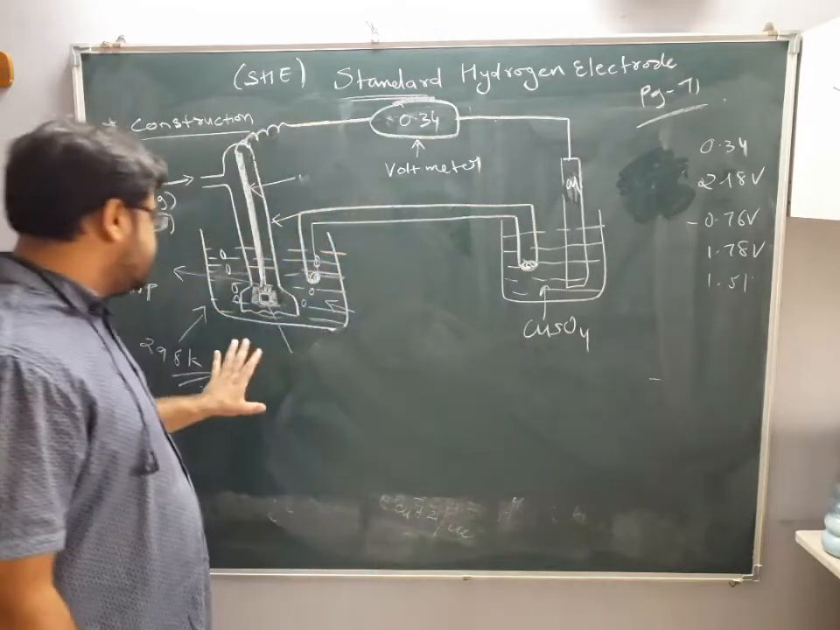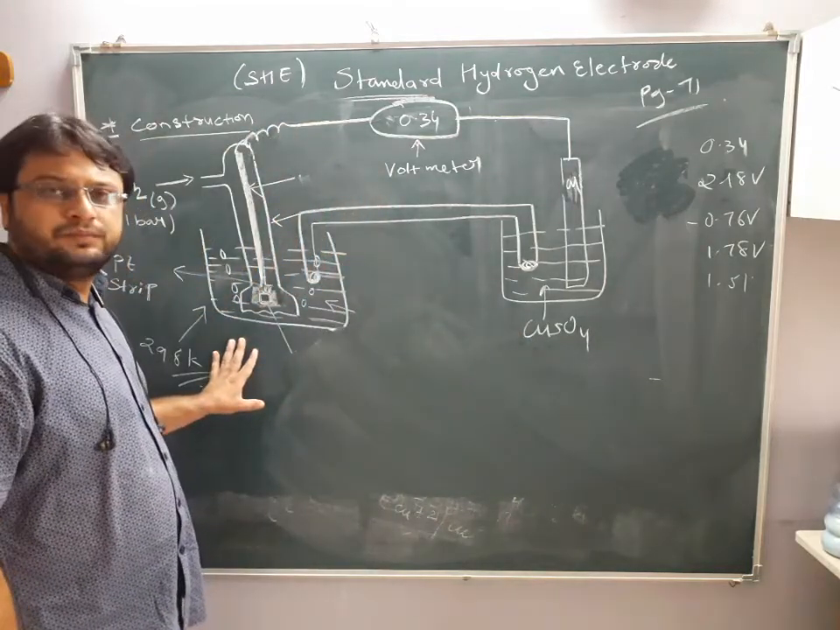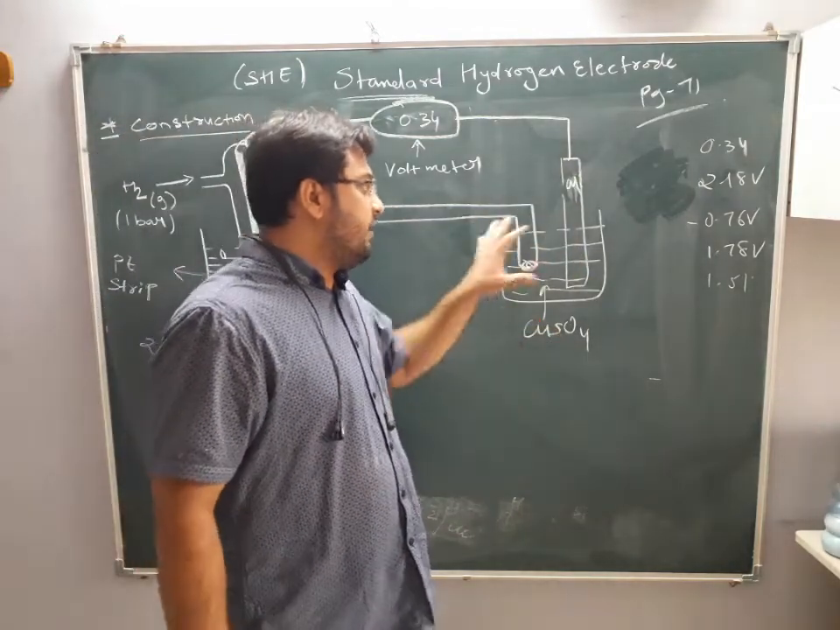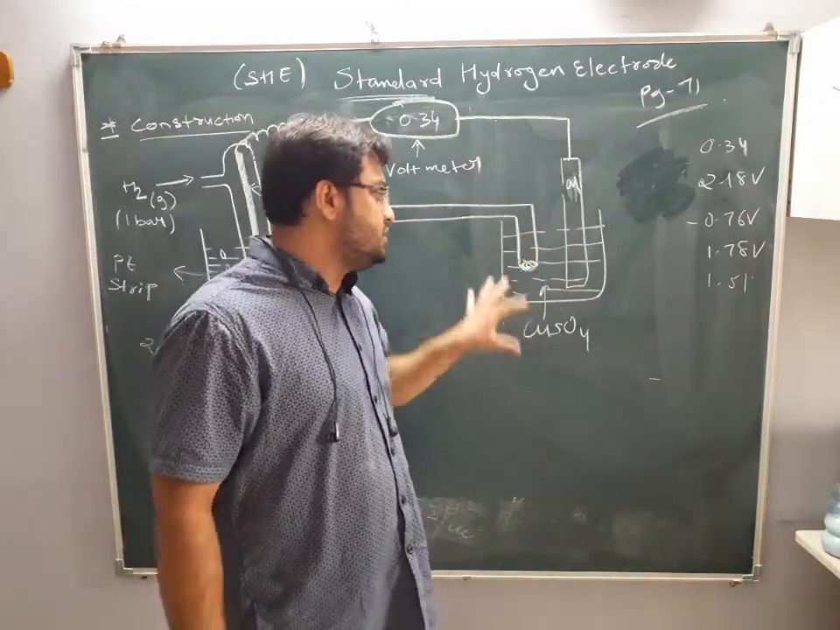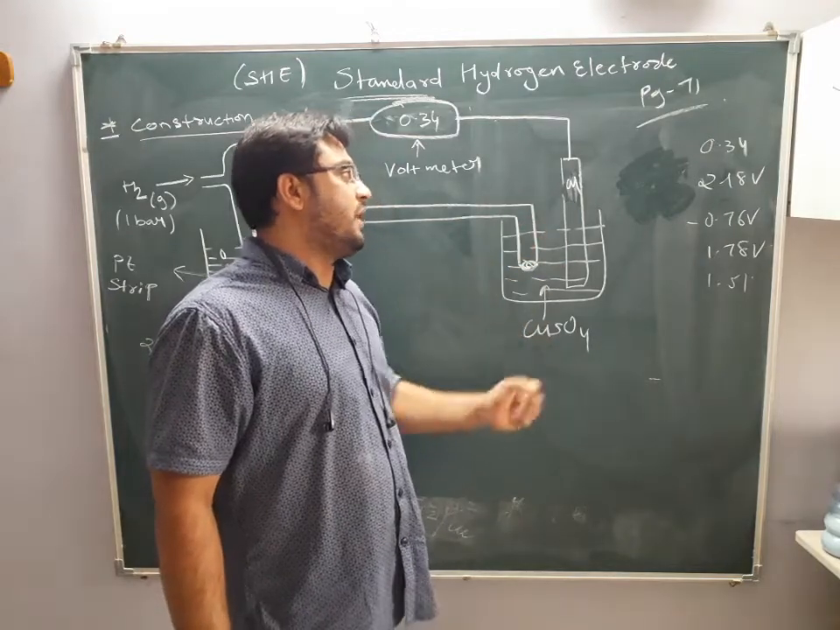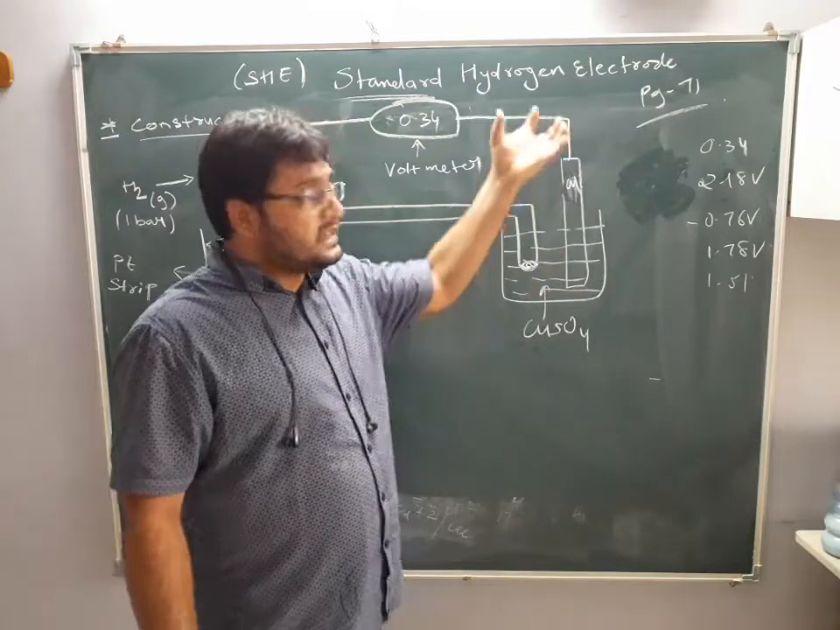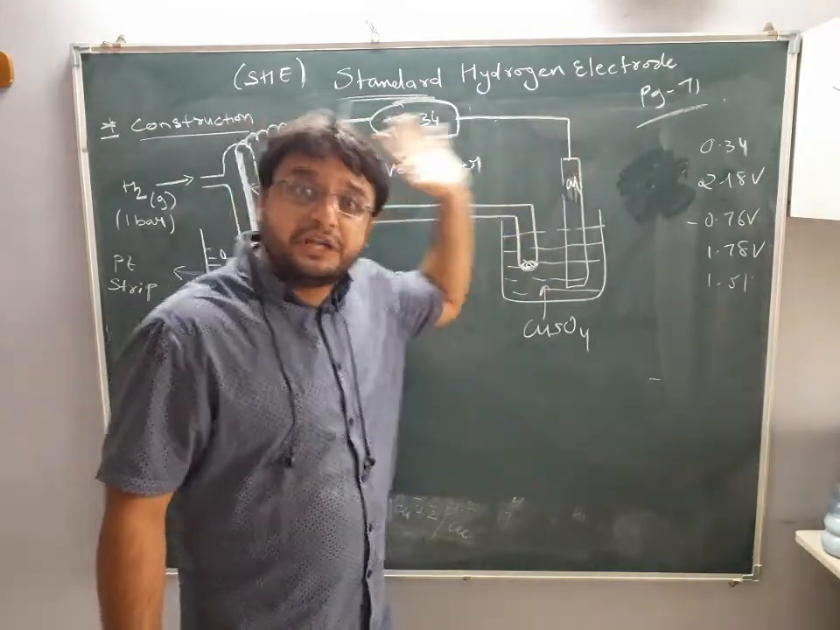I will not change this because I know this value is 0. I will not change this. I will change this electrode, this half cell. I will go on changing the electrodes. As I change the electrode, I will get a number of different electrode values, standard reduction potential values. And those standard reduction potential values I will arrange in decreasing order.